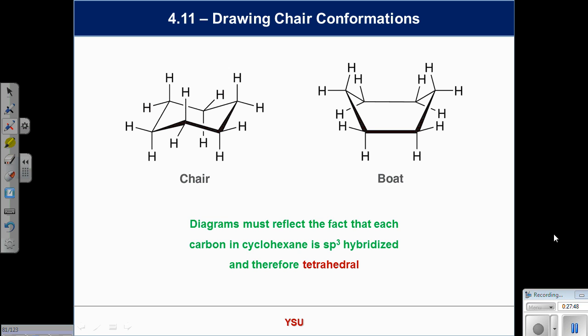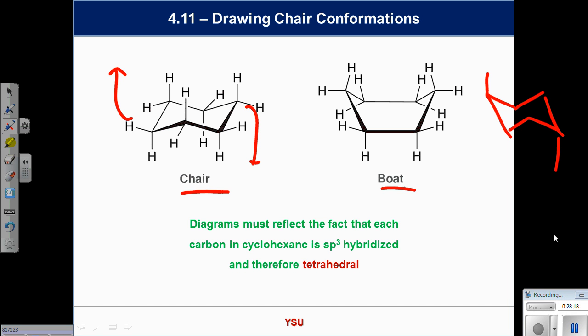So the text here: diagrams must reflect the fact that we're dealing with sp3 hybridization and that we are dealing with tetrahedral atoms. Once you've got that down, the rest of it falls into place. Again, just to summarize what we just talked about, this is the chair, this is the boat. We're going to find that this chair can turn into the other chair. This is where we're going now, the context, where this comes up and this comes down and this ends up pointing up and this ends up pointing down. That's the process that we need to deal with for the last part of class today.